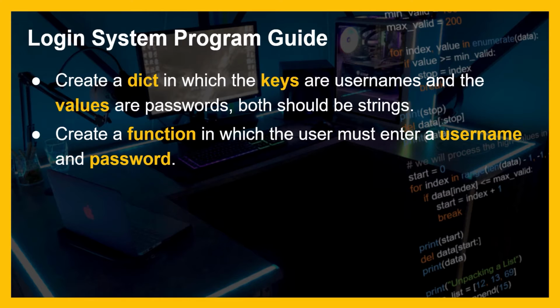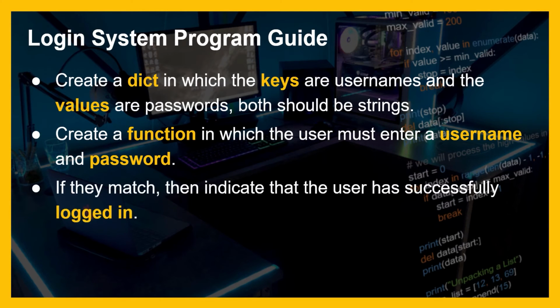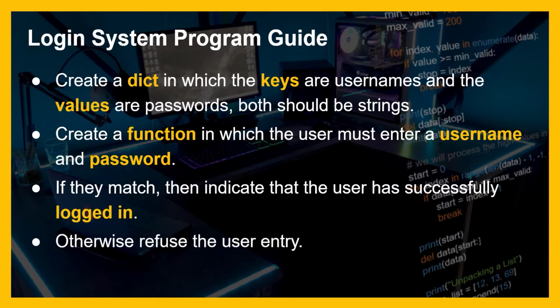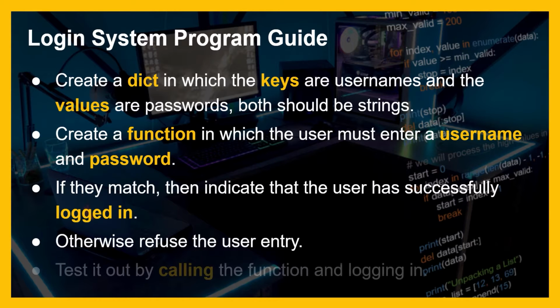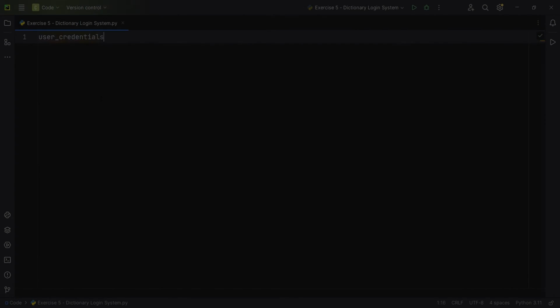Next, you'll need to create a function in which the user must enter a username and a password in order to sign in. So this is going to be the login system function. So 2 inputs, the username and the password. If they match, then indicate that the user has successfully logged in. Have a simple printout. Very simple. Otherwise, refuse the user's entry. And finally, test it out by calling the function and logging in using the usernames and passwords that you've created. So pause the video right now and go try the program guide.